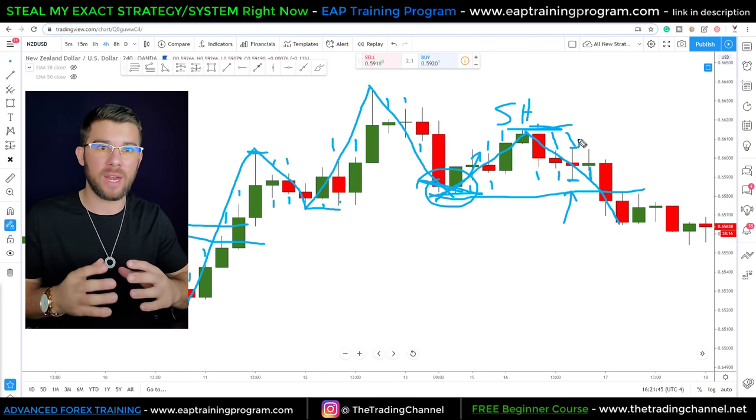Now, let's talk about how you identify major levels of structure and major swing points in order to identify trends in the market. We're going to do that right now. All right, here we are one more time on the New Zealand dollar. I have the market replay tool on, and I'm going to point out the swing highs and swing lows, the major swing highs and lows that can help you identify trend.